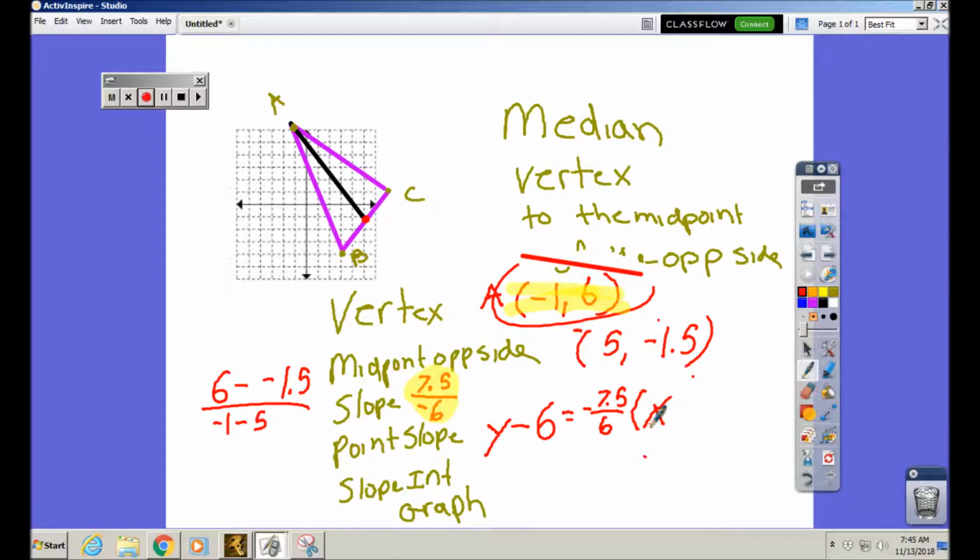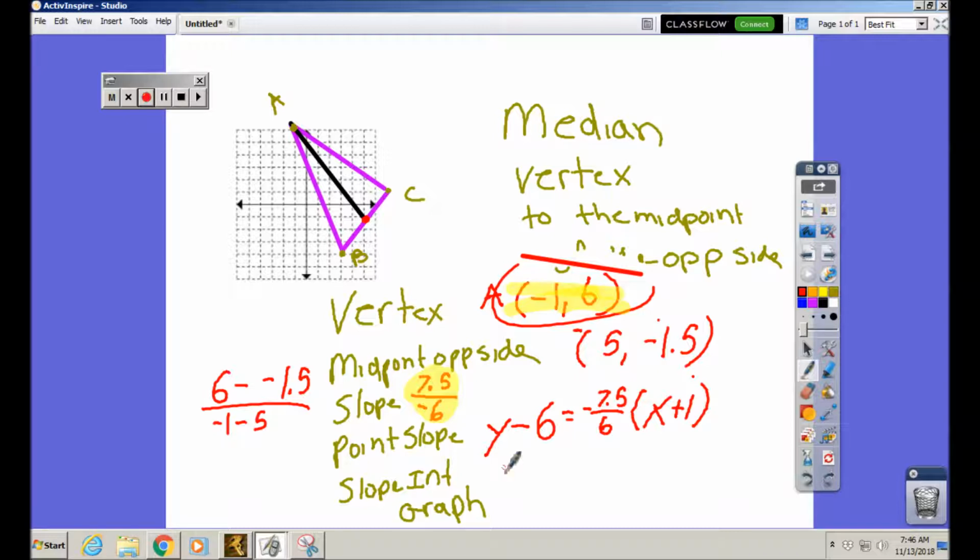x plus 1, because it's x minus negative 1. Are you with me so far, or have I lost you? If I've lost you, it's probably because you weren't really doing the numbers with me. Again, I have the vertex. I found the midpoint. I use the slope formula. It's kind of ugly. Negative 7.5 divided by 6, but it works.